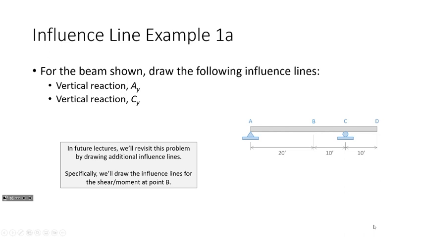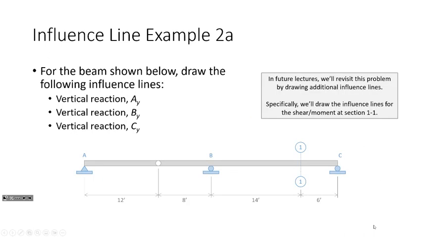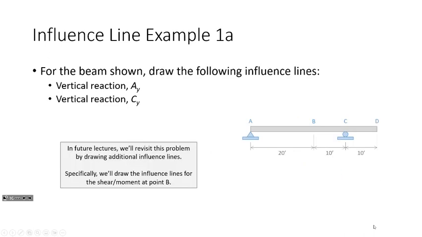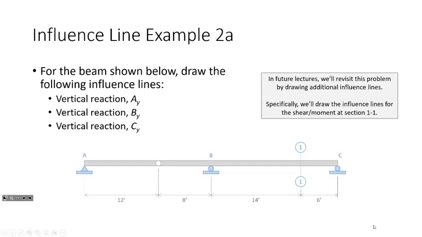Okay, now I want to explain this example, but before y'all start drawing, just bear with me. I have influence line example 1A, and then I have influence line example 2A. Today we are only going to worry about the reactions. Then next lecture we're going to come back and ask what the influence line for shear looks like, and what the influence line for moment looks like. So we're going to come back to these later, okay?